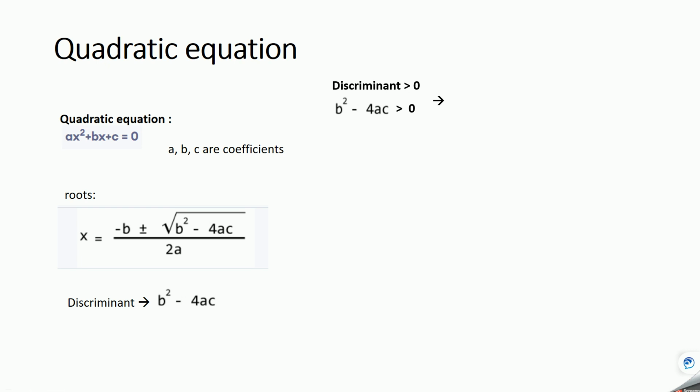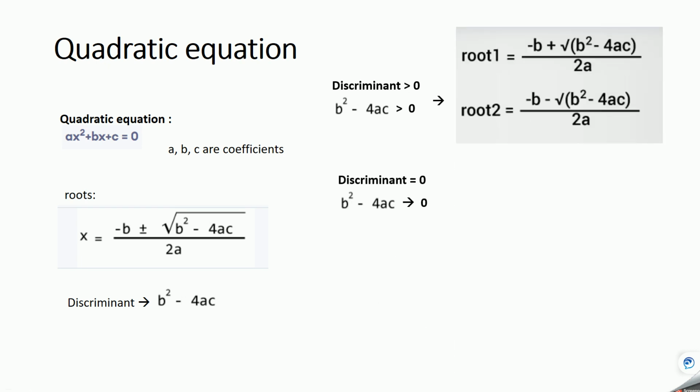Now we have another case where the value of b square minus 4ac becomes 0. In this case, both root 1 and root 2 will become minus b by 2a, because b square minus 4ac becomes 0, so the square root of that will also become 0. So it is nothing but minus b divided by 2a. When the discriminant is equal to 0, the root is minus b divided by 2a.